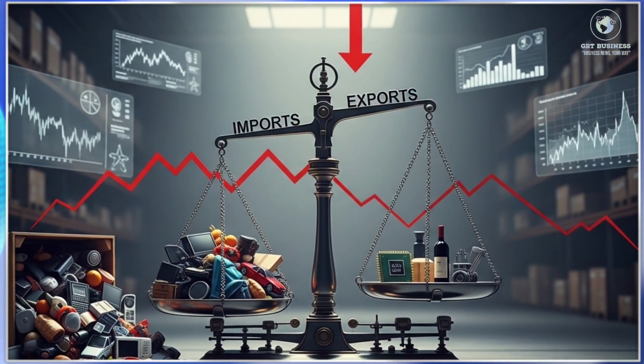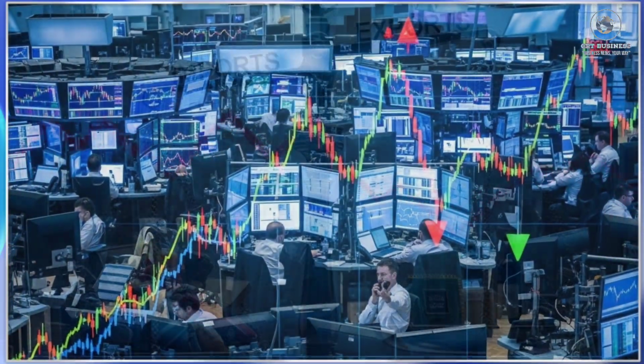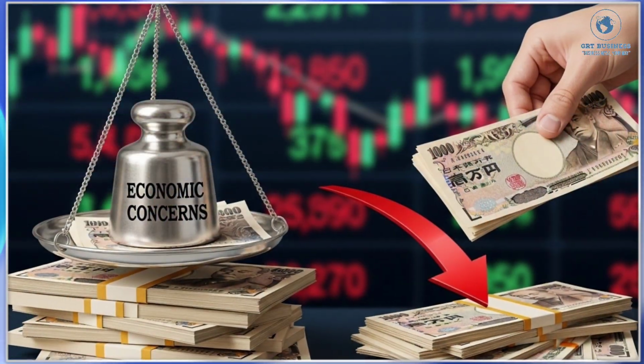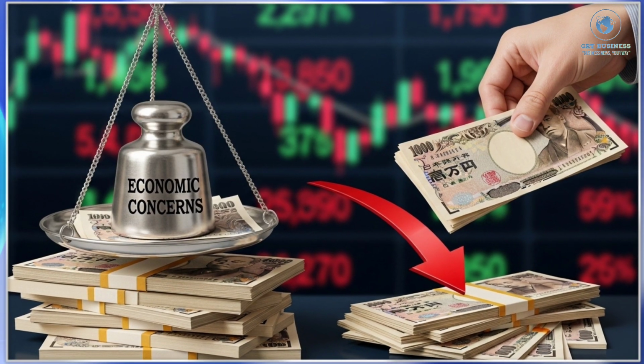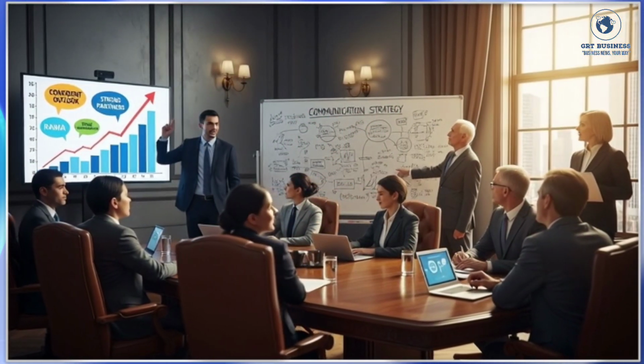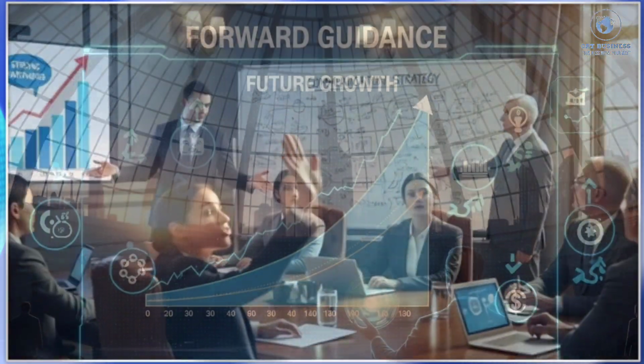Speculators and traders can influence currencies in the short term. If the market believes that a country's economy is weakening, traders may sell that currency. It can become like a self-fulfilling prophecy. That's why central banks focus on communication strategy. Forward guidance and policy statements help shape market expectations.